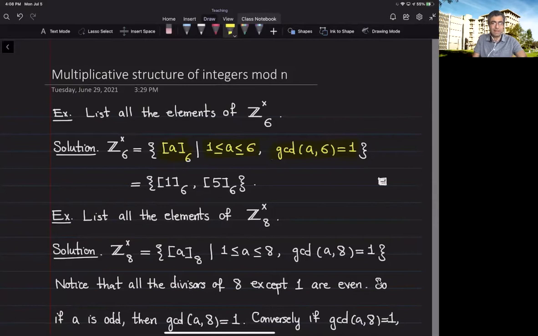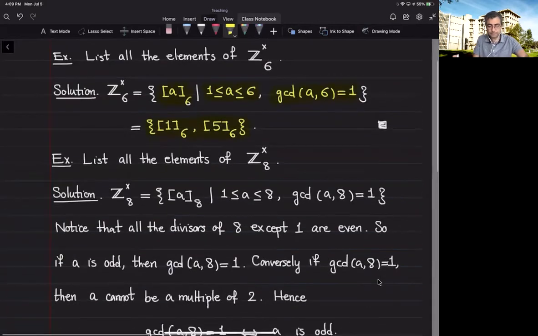Okay, but in this range, the only integers that are co-prime with 6 are 1 and 5. 2 is even, 3 divides 6, 4 is even, and 6 is also even, and 5 and 6 are co-prime. So these are the only elements that are units modulo 6.